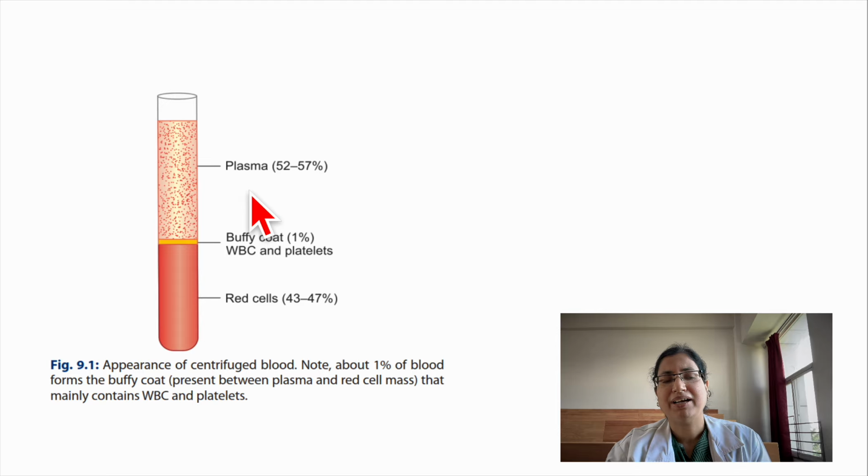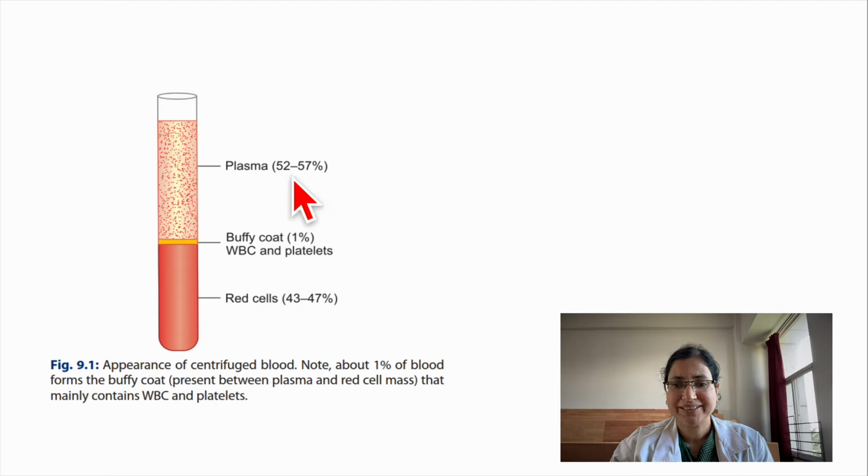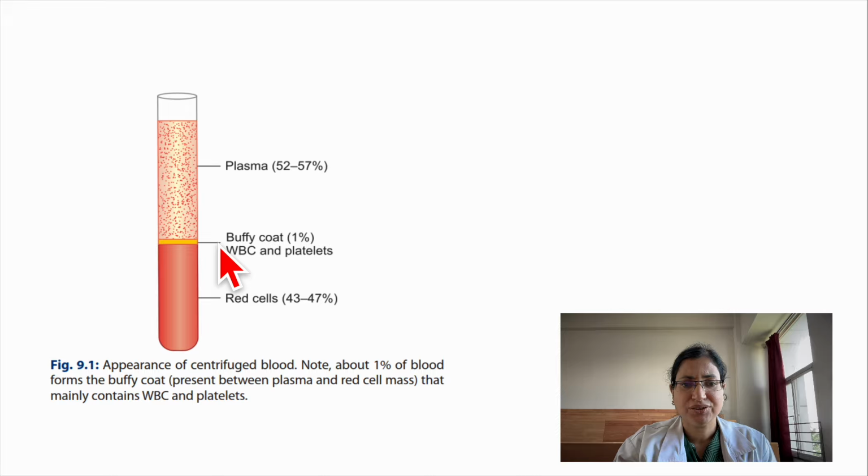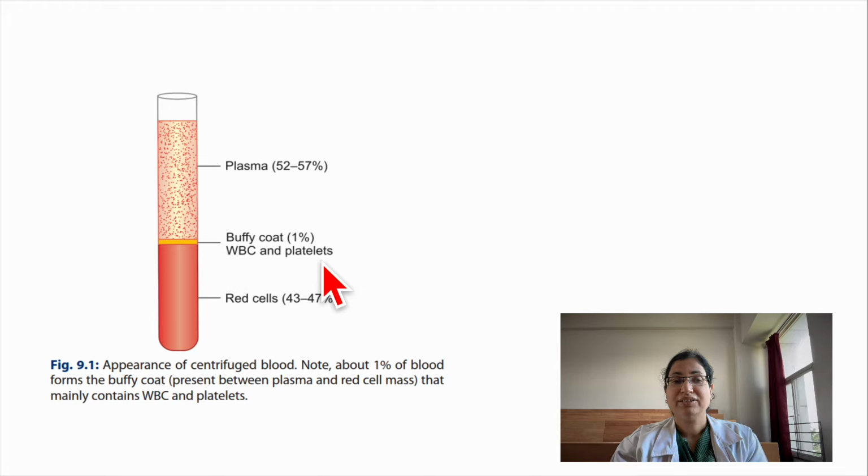Then plasma, you can see the upper layer, it is plasma. What is the percentage of plasma? 52 to 57%. And between the plasma and red blood cells, there is this yellow colored layer. This is called the Buffy layer. What is the constituent of the Buffy layer or Buffy coat? WBCs and platelets. Here is a multiple choice question: what is the constituent of Buffy coat? WBCs and platelets are the constituents of Buffy coat.